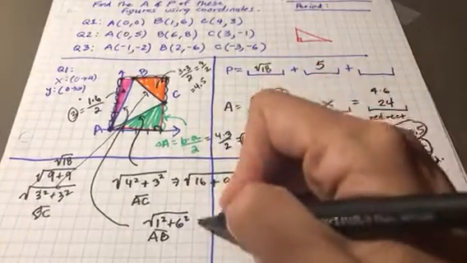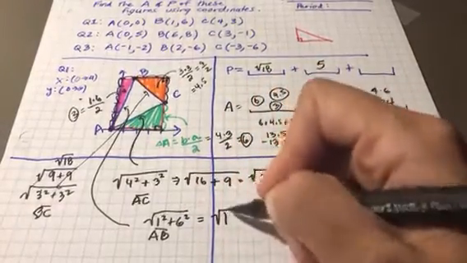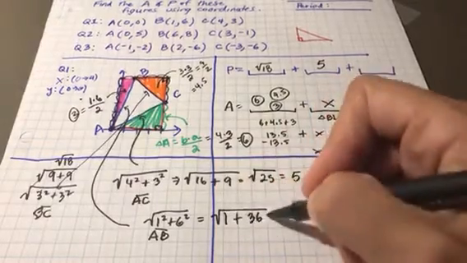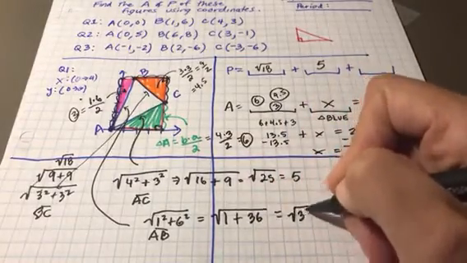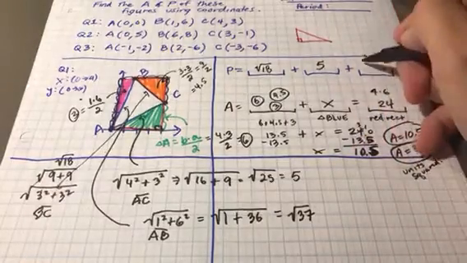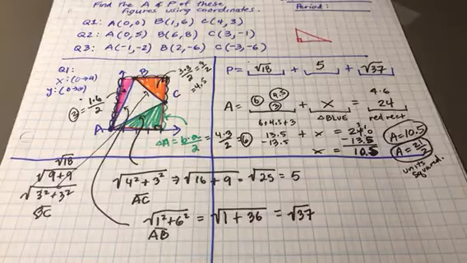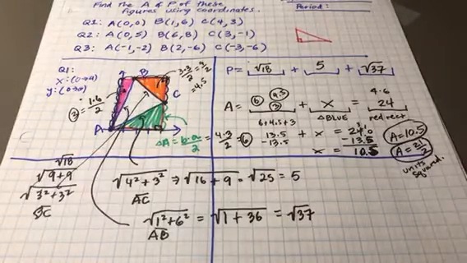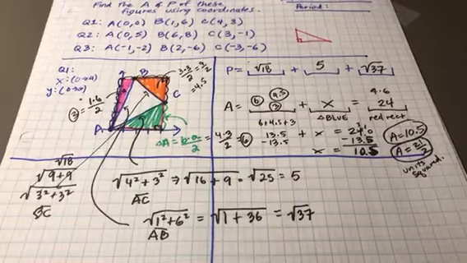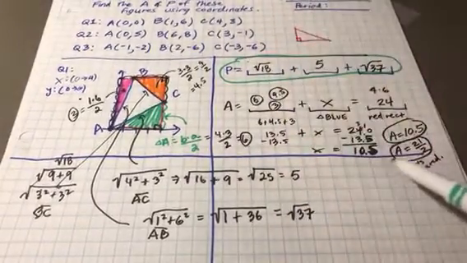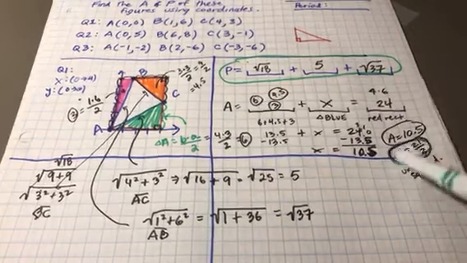This last one, 1 squared is 1, 1 times 1, and 6 squared is 36. So the last length is the square root of 37. Believe it or not, that is my final answer. Wow, that is a crazy looking problem. So here's my perimeter, and here is my area.